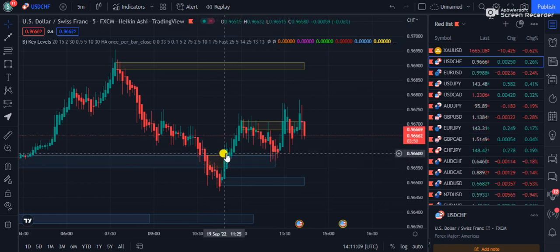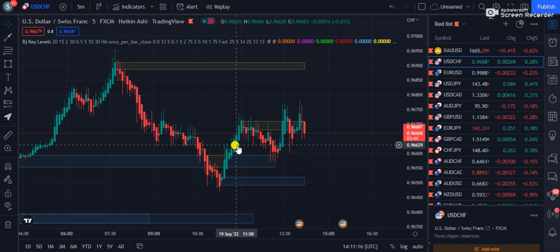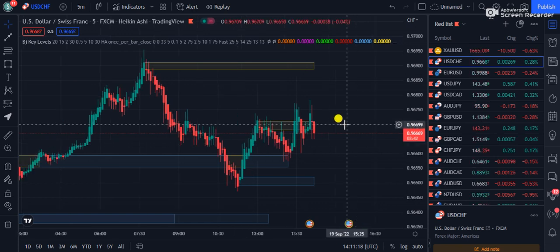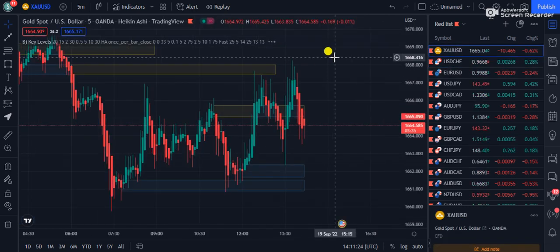But later on the market broke the supply zone as well. So now this break is very important. Once you have a break over the supply or demand zone, it means that this supply and demand zone is not valid anymore. Okay, so let's have a look at gold, what's going on.